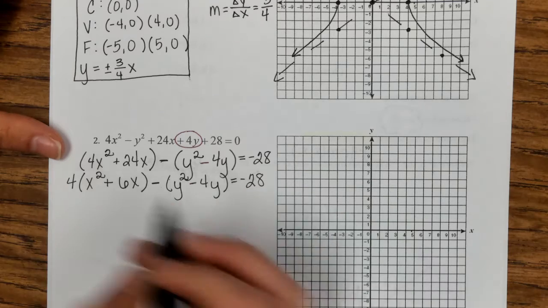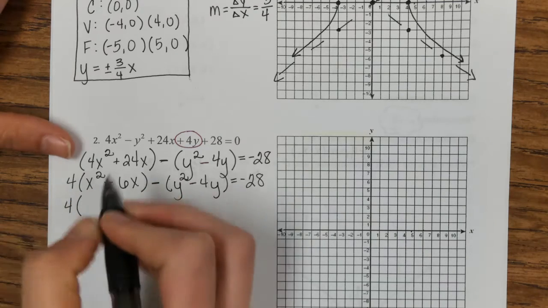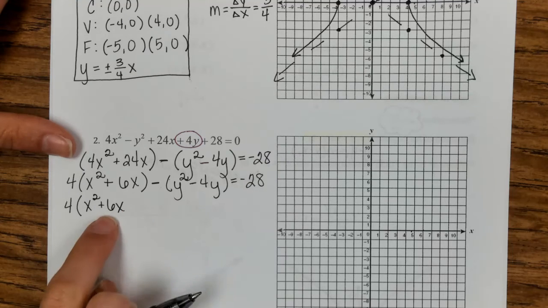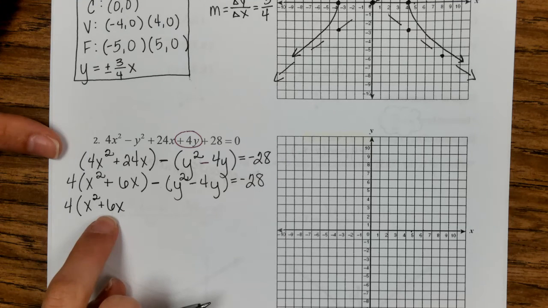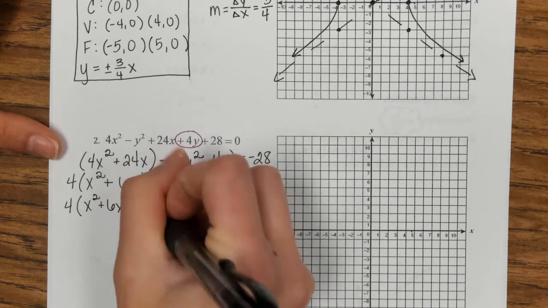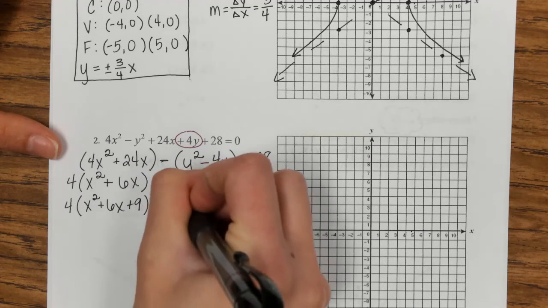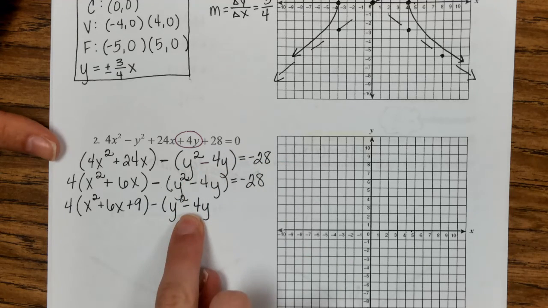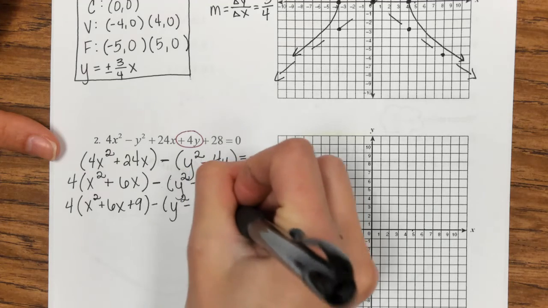So now all I have left to do is complete the square. So I'm going to have x squared plus 6x, take 6 divided by 2, and I get 3. 3 squared is 9. Do the same thing for y. So y squared minus 4y, take negative 4 divided by 2, gives me negative 2. Negative 2 squared is positive 4.